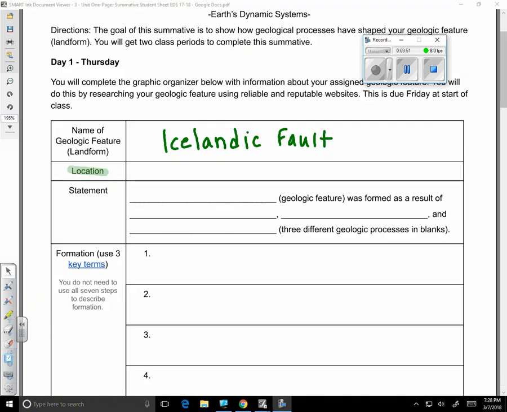So right here in this blank next to the word that says location, I want you to write in your own words, in a complete sentence, where the Icelandic fault is. Please pause this recording if you need more time.